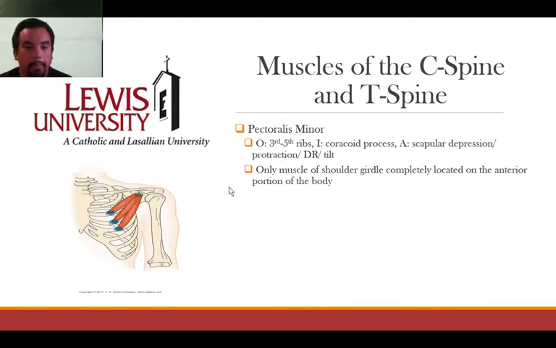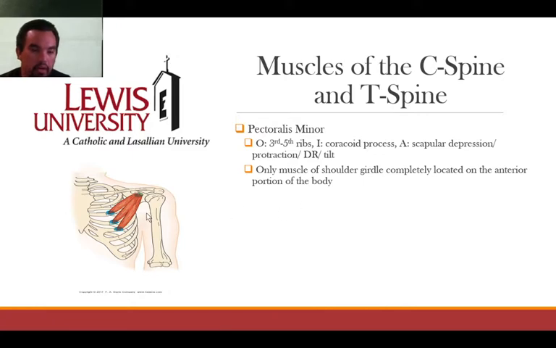Pectoralis minor. That originates on the 3rd to 5th ribs, and it inserts at the coracoid process, which is a little anterior protuberance on the bottom of the scapula. And the action of that is scapular depression, protraction, downward rotation, and tilts. So while it's a very small muscle with 3 different bellies here, it does do a lot. It has 4 different motions there. It's the only muscle of the shoulder girdle completely located on the anterior portion of the body.